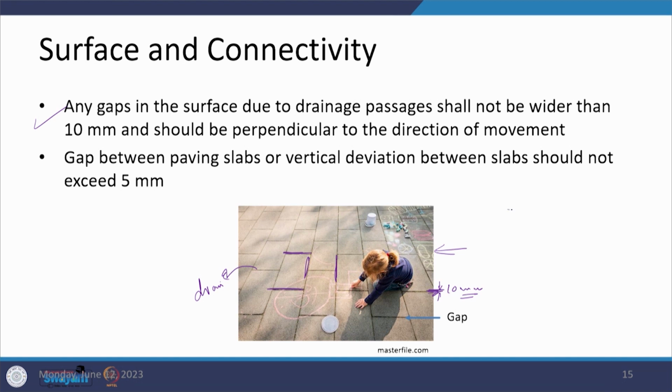surface, and if there are two tiles which are provided in this form. So, we just talked about this gap of 10 mm. But another important aspect is whether there is a deviation or difference between the level of these two tiles which have been placed side by side. And if this is more than 5 mm, then that is going to be a problem. The person's leg will hit at this point, and again it may create a movement disorder. So, that should be taken care of.